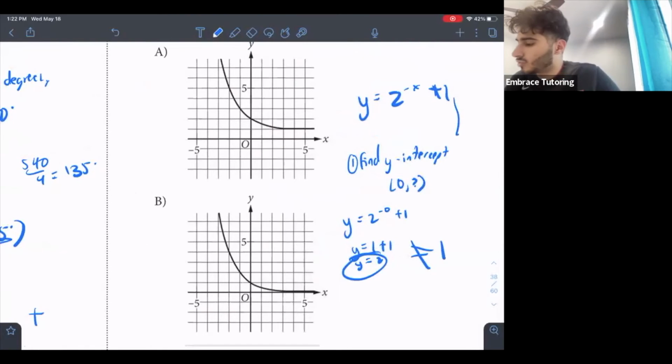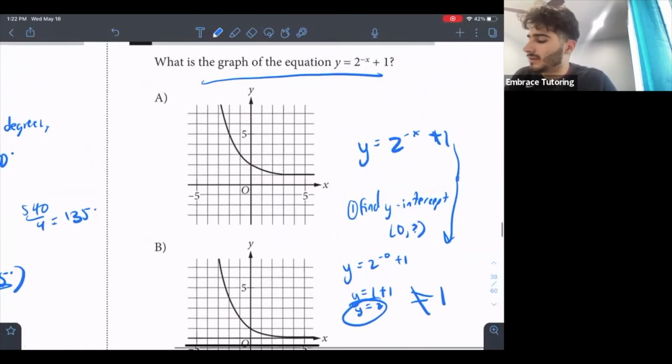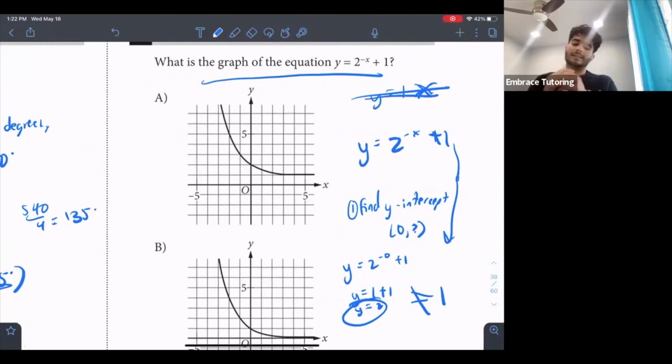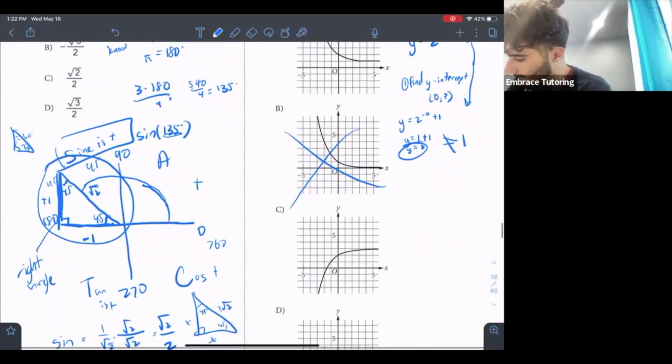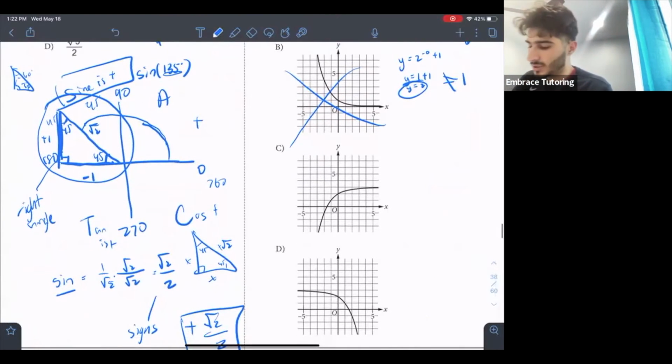A lot of students would fall into the trap and say that y is equal to 1, which is not true, because the y-intercept is at 0 comma whatever number, so you have to plug in 0 into that equation and find what the value is. Based off that, you know that it can't be choice B.